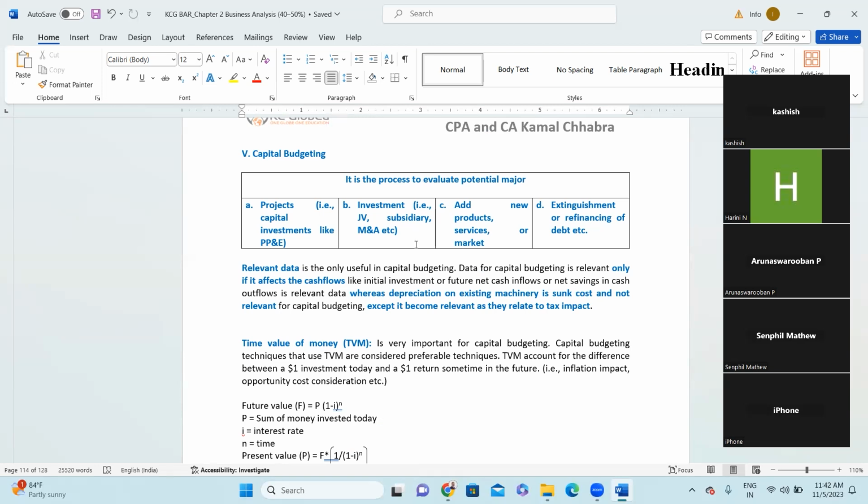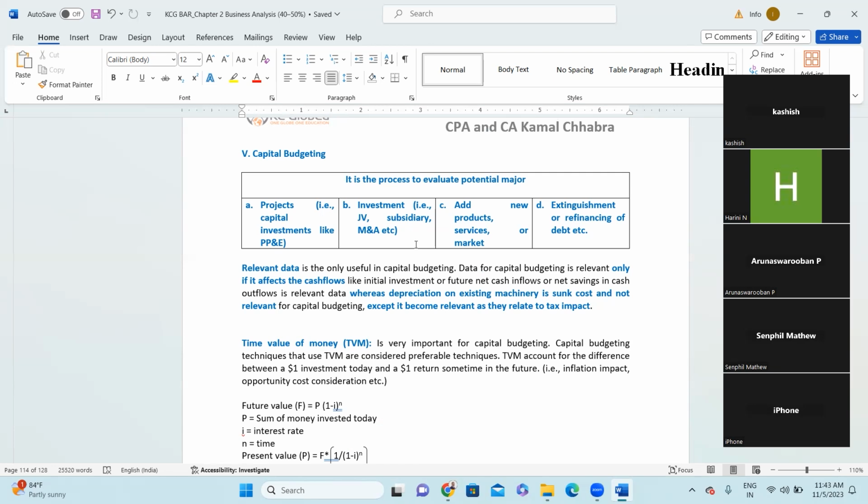Do you remember what is sunk cost? Yes, sir, we had studied all this. Yeah, sunk cost is the cost which you have already incurred and you have no influence on the current decision or future decision. Right? That is also very important. That means the expenditure or activities which you have already done. If the activity you have already done, then for future decisions, that is not relevant information. If the investment you have already made, if the expenses you have already made, those are not relevant for decision taking, right? So relevant data is the only useful data in capital budgeting.